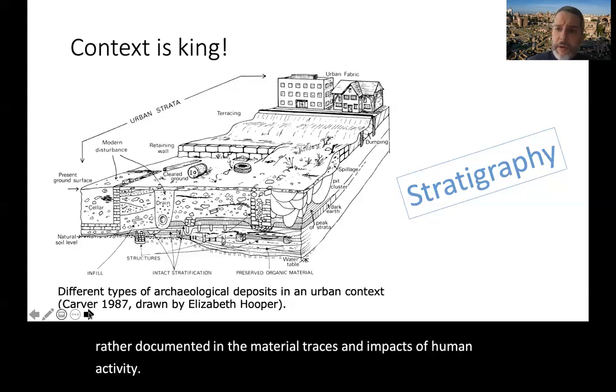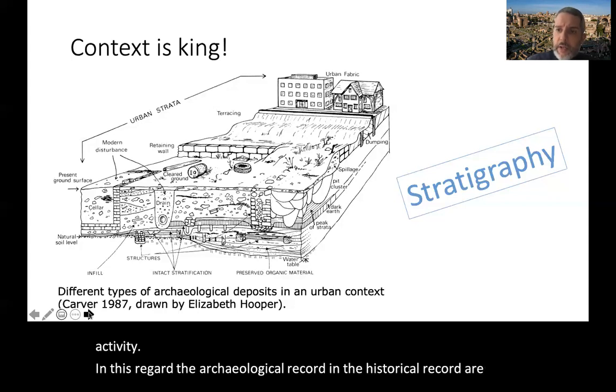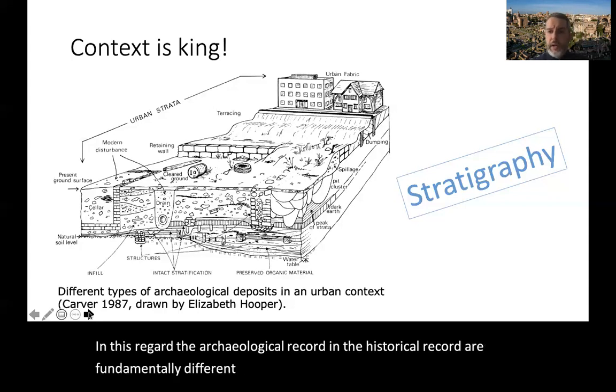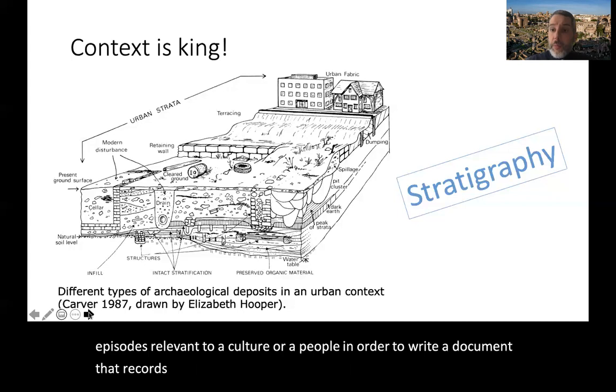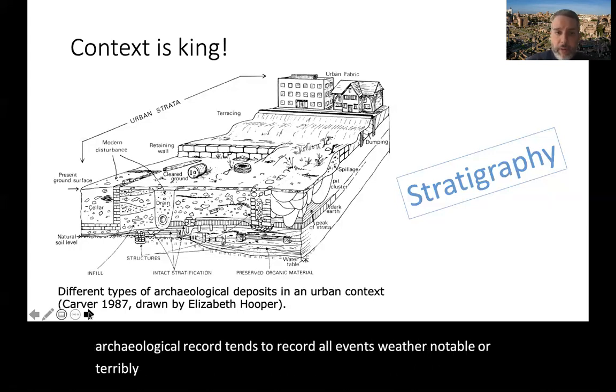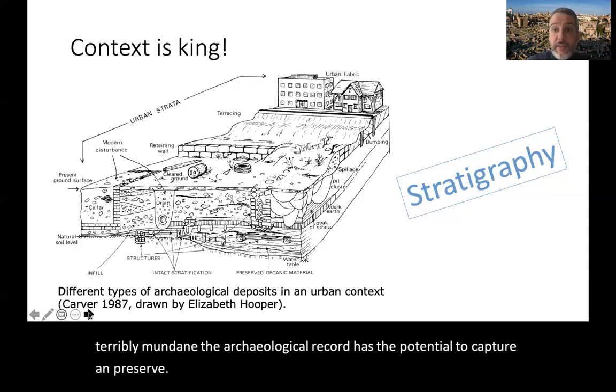In this regard, the archaeological record and the historical record are fundamentally different. The historian tends to focus on noteworthy episodes relevant to a culture or a people in order to write a document that records the sequence of notable events, whereas the archaeological record tends to record all events, whether notable or terribly mundane. The archaeological record has the potential to capture and preserve those events in sequence.